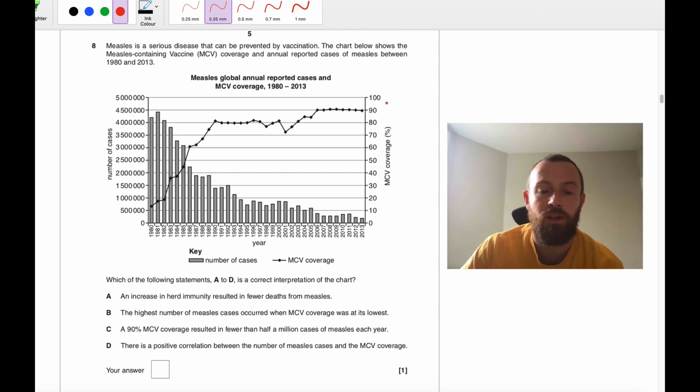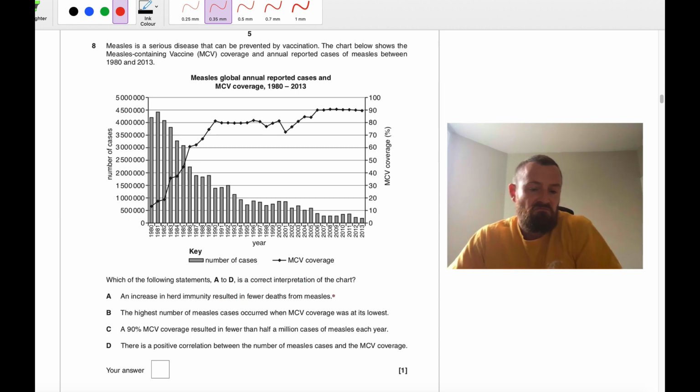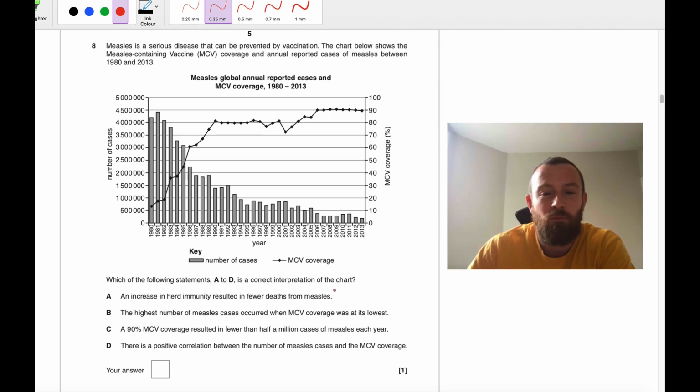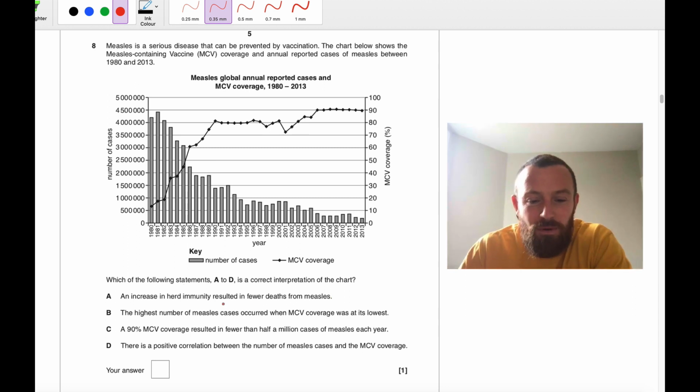So which things can we be sure of? First of all, A, an increase in herd immunity resulted in fewer deaths with measles. Seems reasonable. Can we be sure? No, because this is not talking about causality. It's just an association. So "resulted in", no, that's causality. We can't really say that one thing caused the other.